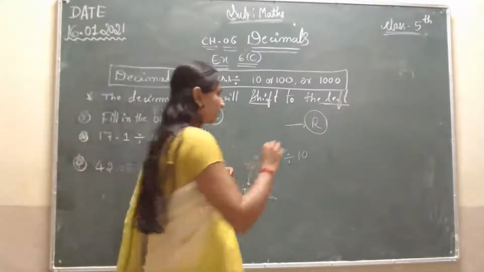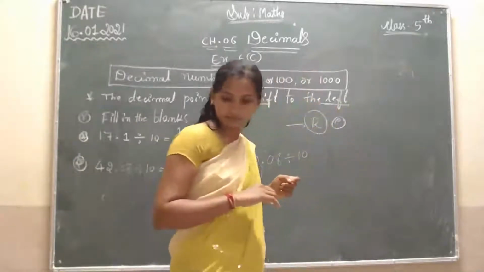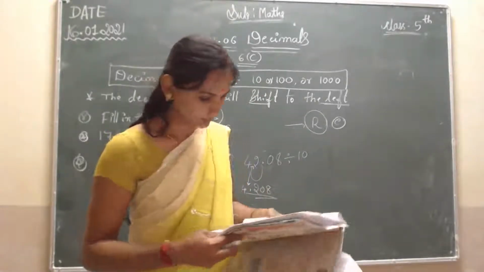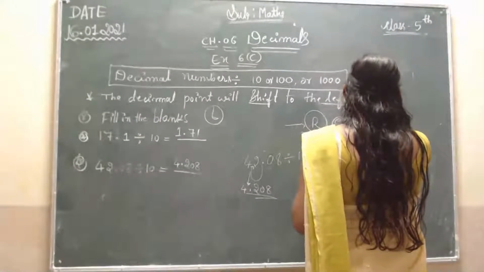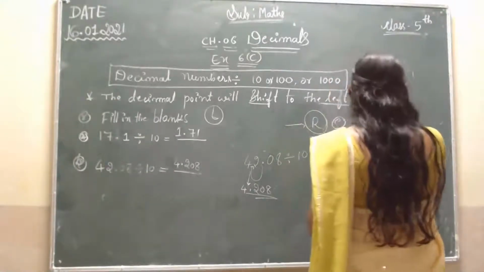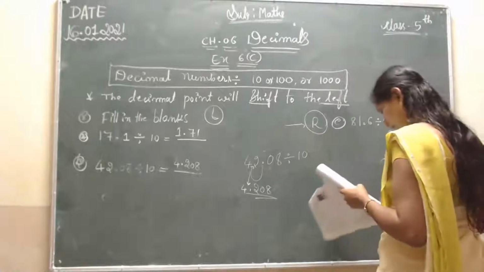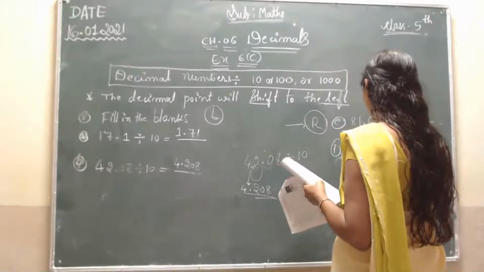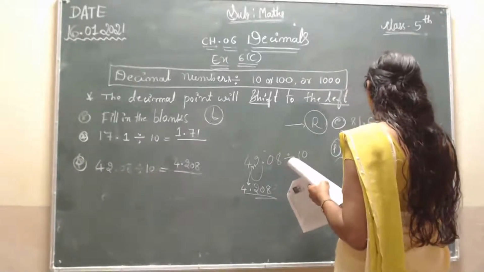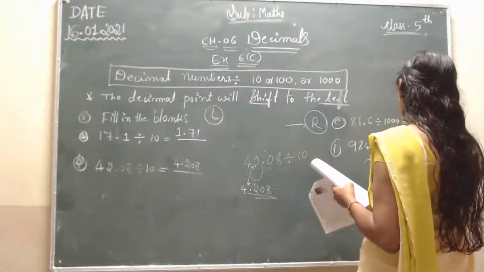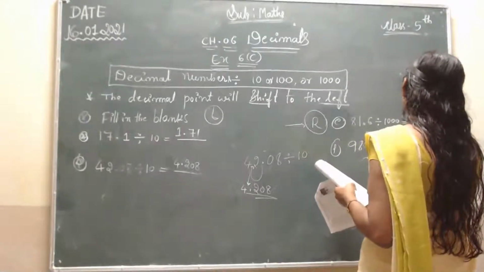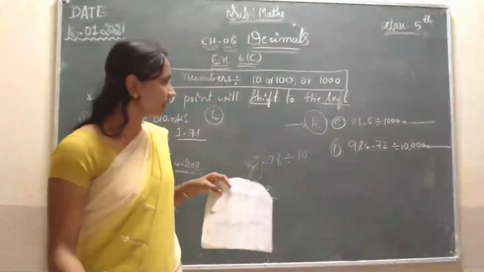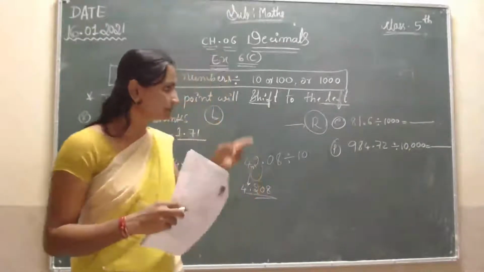Can you see question number E? 81.6 divided by 1000. Next, question number F: 984.72 divided by 10,000. So what is the result? Students, see here, 81.6 divided by 1000.